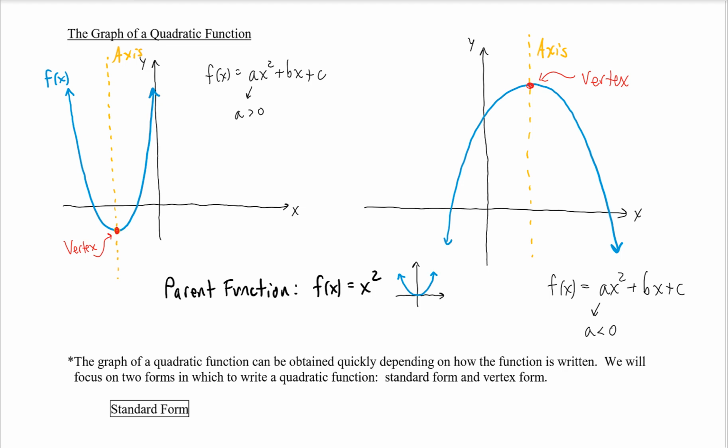And then some other things you may have already noticed. For example, if you plug 0 in for x, this term goes away and this term goes away. You just get y equals c. So the y-intercept is always going to be 0, c. Because if you plug 0 in, it makes the quadratic term and the linear term go to 0, and then you get y equals c. So the y-intercept is always 0, c.